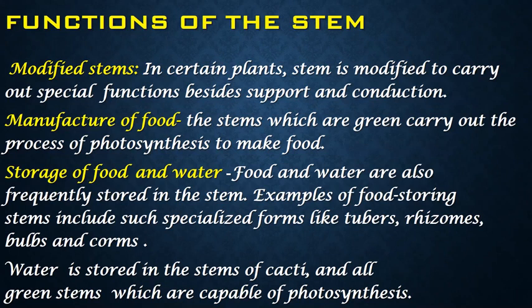Another function of the modified stem is the storage of food and water. Food and water are also frequently stored in the stem. Examples of food storing stems include specialized forms like tubers, rhizomes, bulbs, and corms. Even water is stored in the stems of cactus and all green stems which are capable of photosynthesis.